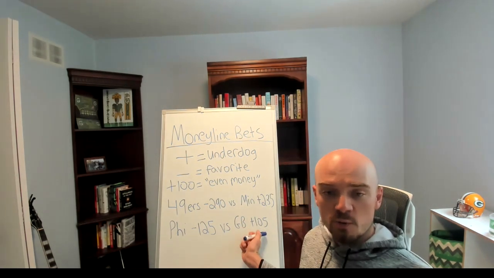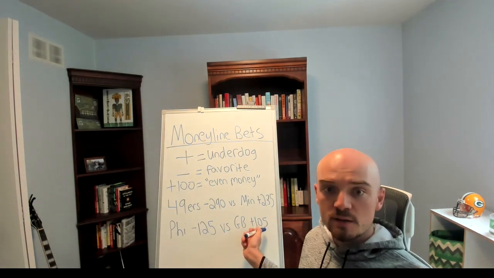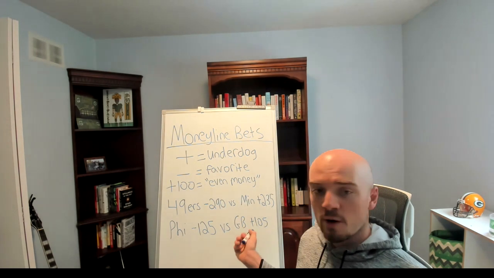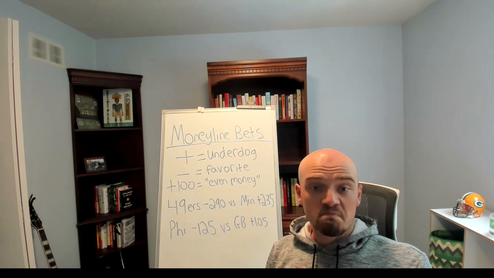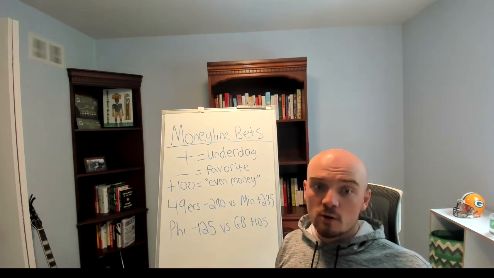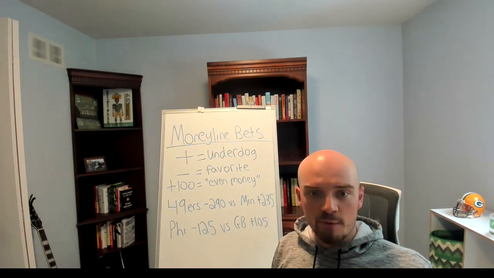Same thing with the Packers, plus 105. Bet $1 to win $1.05. Bet $100 to win $105. So for the underdogs, that's pretty much all you need to know. It's a little bit trickier when you get to the odds for the favorites.